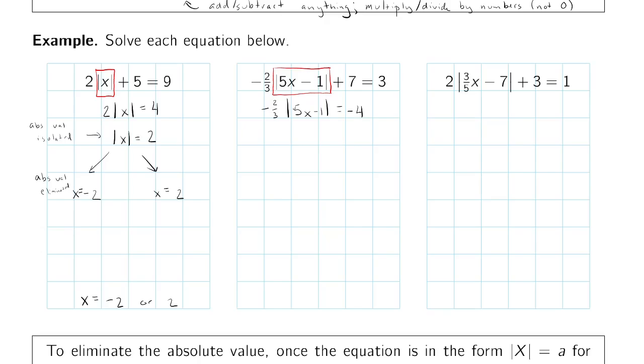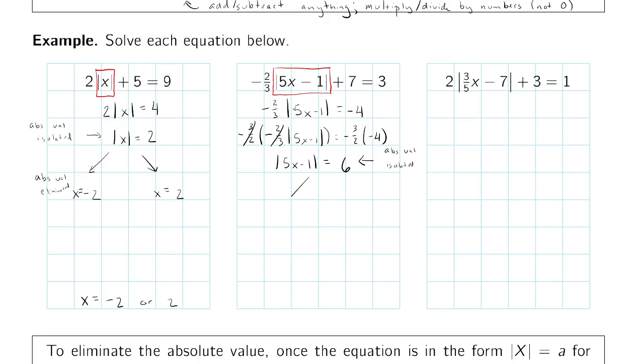And then we'll multiply both sides by negative 3/2. So we'll have negative 3/2 times negative 2/3 absolute value 5x minus 1 equals negative 3/2 times negative 4. Those cancel and we're left with absolute value 5x minus 1 equals negative 3/2 times negative 4 is positive 6. And now my absolute value is isolated. Right, I have absolute value equals a number.